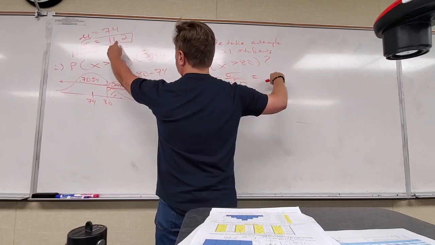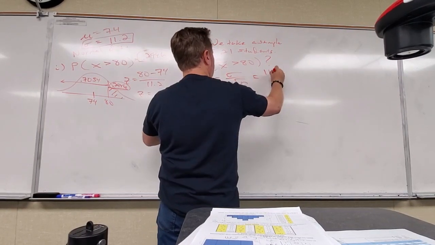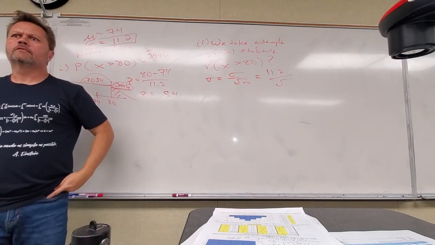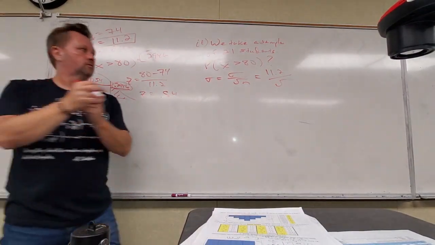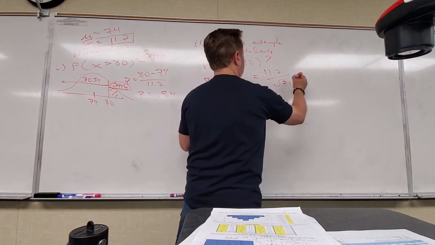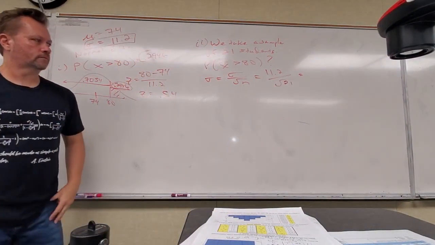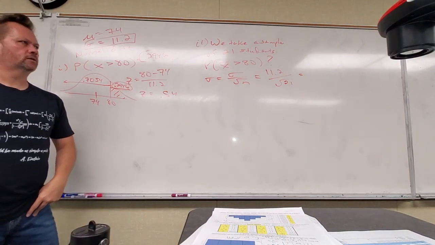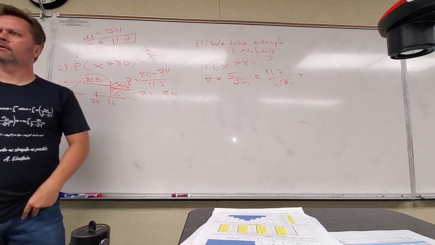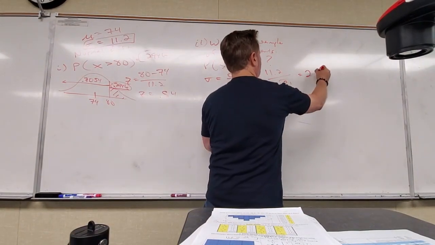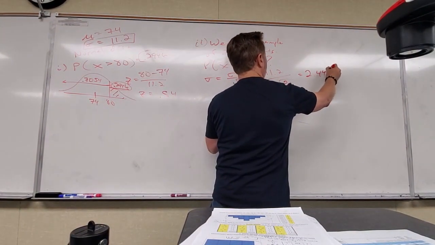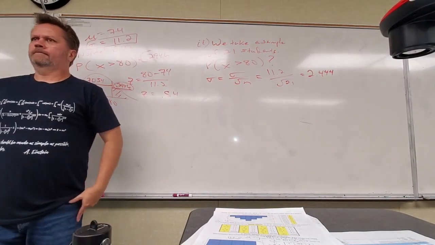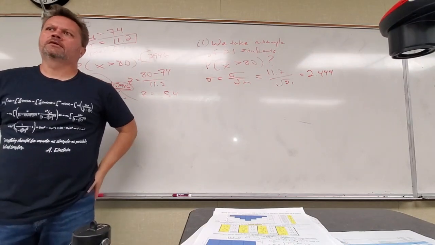So I take the old standard deviation, and then divide it by the square root of 21, yeah, that's the sample size. So somebody help me out there. Is that 2.444? Square root of 21, right? Yeah, 2.444? Neato, okay. I'm easily amused.